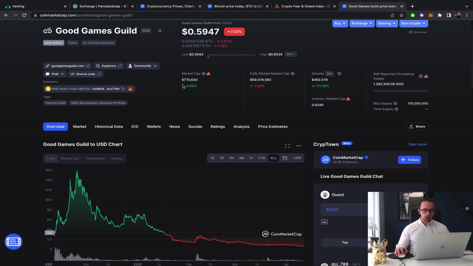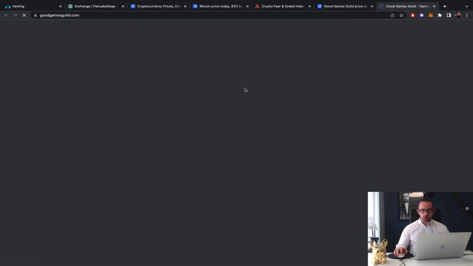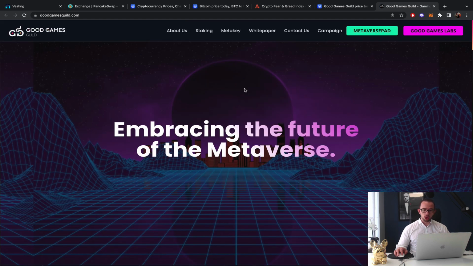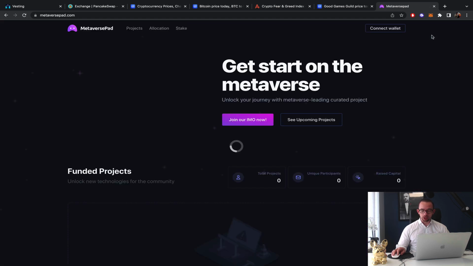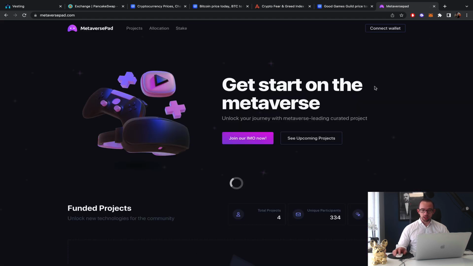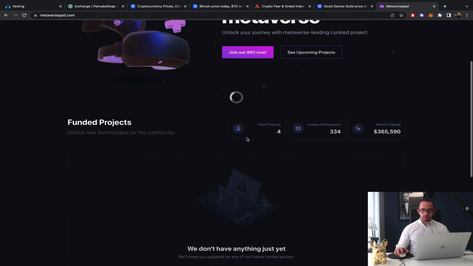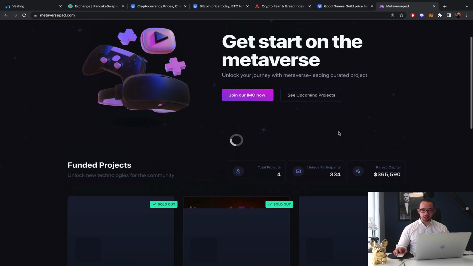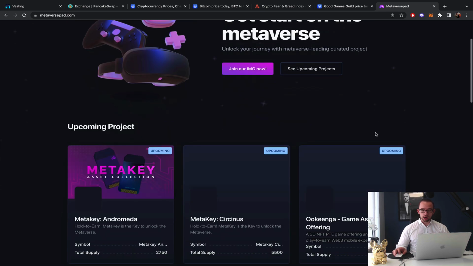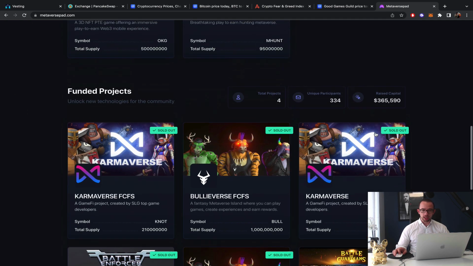They introduced a launch pad into their ecosystem called Metaversepad, where they launch Metaverse projects and they incubate those on Good Games Lab. So they're building out an ecosystem. So far, they have done 4 projects, only 300 people on their launch pad. So it's definitely really small, big opportunity to get high allocations. And they only raised 365K.